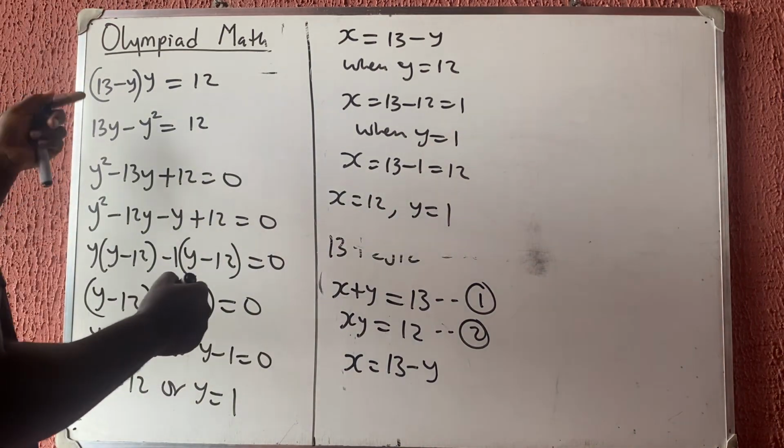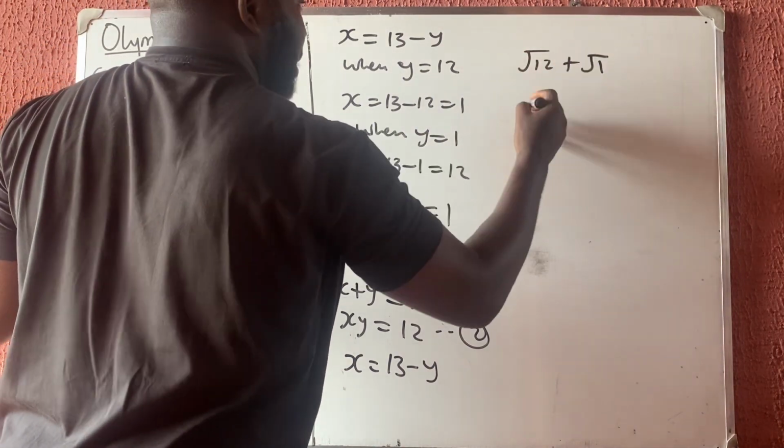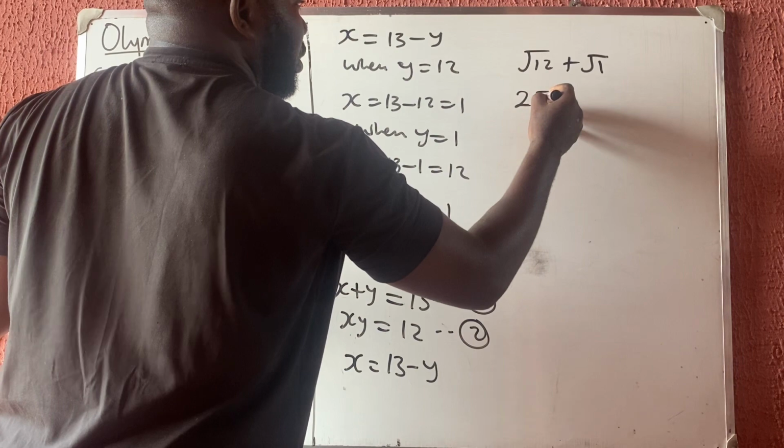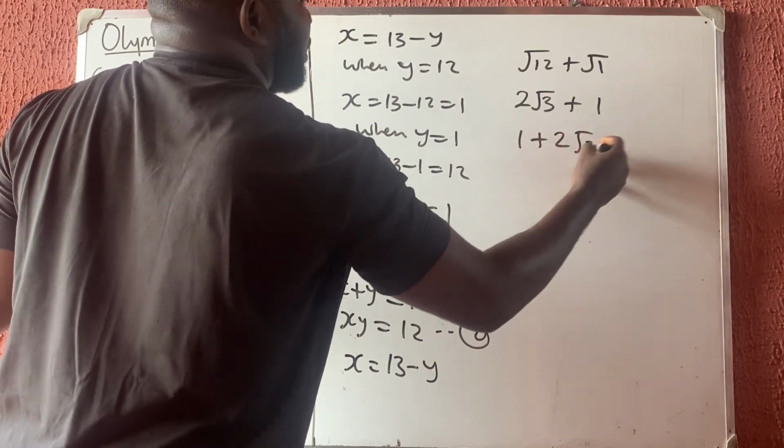So which is exactly the same thing we got. So which is now root 12 plus root 1. If you can remember, that is 2 root 3 plus 1, which is 1 plus 2 root 3, the same result.